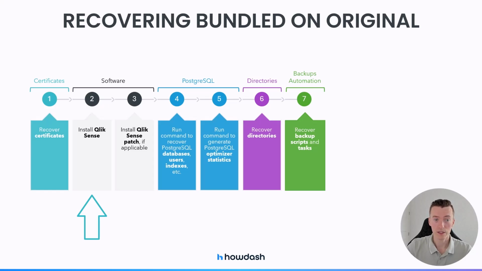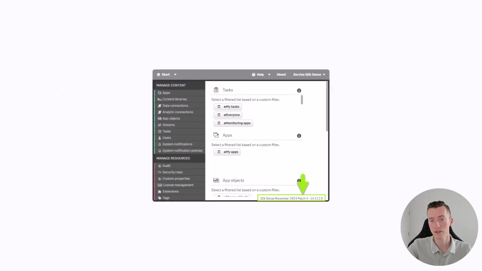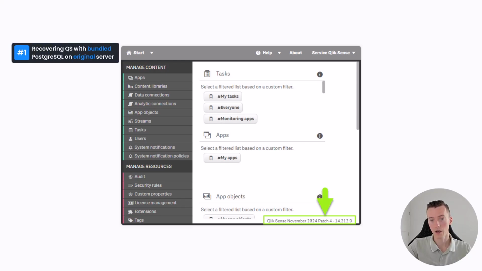So once you have Qlik Sense installed, the next thing you would do is install the Qlik Sense patch. You would only do this if your backed up version had a patch installed. And by the way, if you're not sure, you can skip this step. When you boot up your Qlik Sense server after recovery, you can log on to QMC and you will see this text at the bottom of the start page in QMC. That's going to tell you whether or not your backed up version had a patch installed.